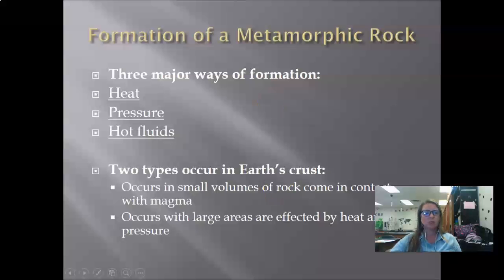Two types occur on Earth's crust. One occurs in small volumes of rocks that come in contact with magma. So once again, we're being exposed to some type of heat processes. The magma doesn't totally touch that rock, though. It's just there at a point where it's just heating it up.